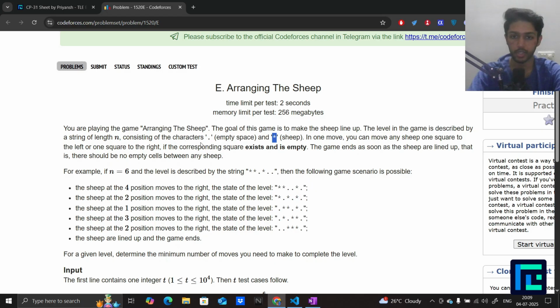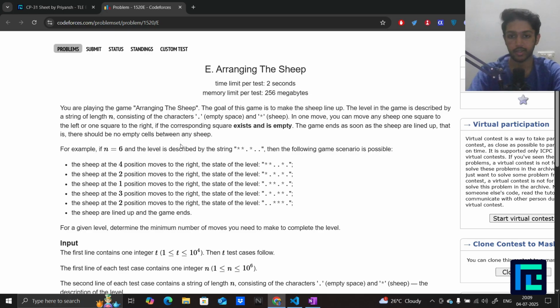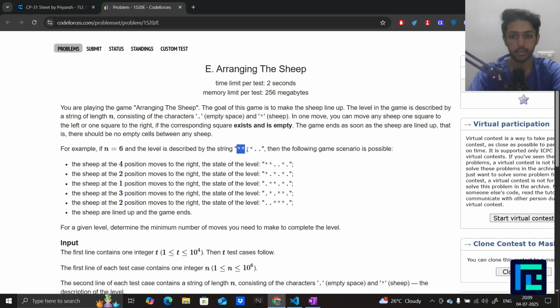If the corresponding square exists and it is empty, right, we cannot move this sheep to the left because there is no empty square to the left, right? The game ends as soon as the sheep are lined up. That is, there should be no empty cells between any sheep. For example, if n equals 6 and the level is described by the string star star space star space space, then the following game is possible.